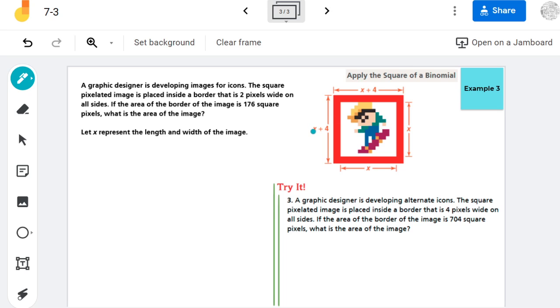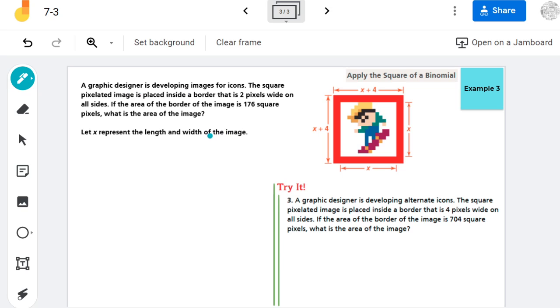Alright, so here we have it. It says a graphic designer is developing images for an icon. So this is some kind of desktop icon, I guess. The square pixelated image is placed inside of a border that is 2 pixels wide on all sides. If the area of the border of the image is 176 square pixels, what is the area of the image?